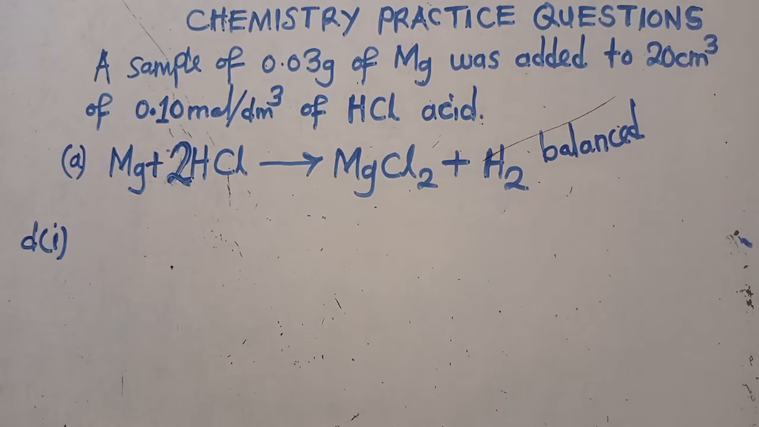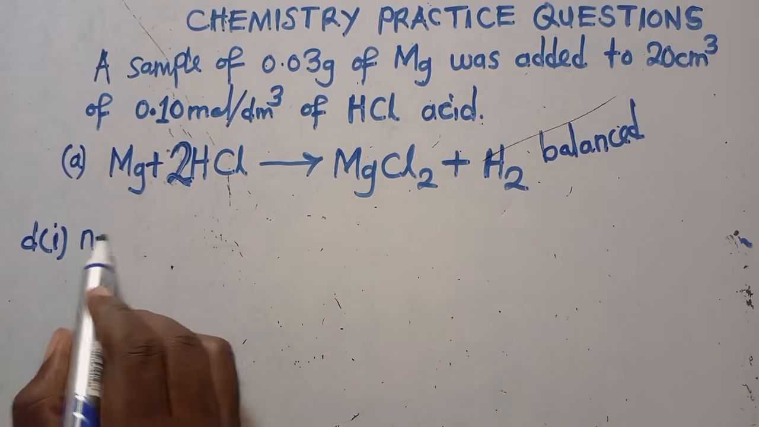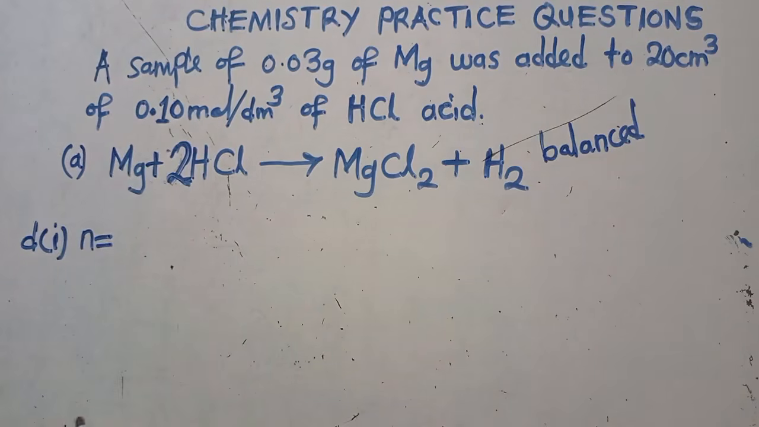Before we answer this question, we need to understand something. The mass of magnesium which was in excess. So what am I going to do here? First of all, I need to know the one that is the limiting reagent. Looking at the way this equation is, I go to calculating the number of moles for magnesium.